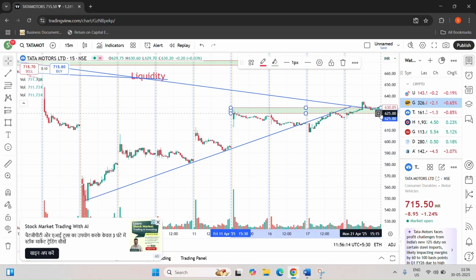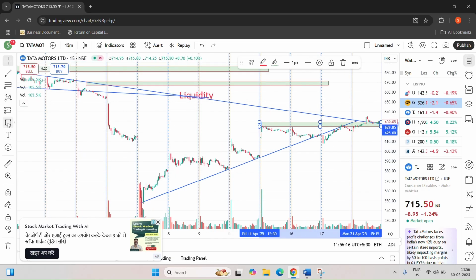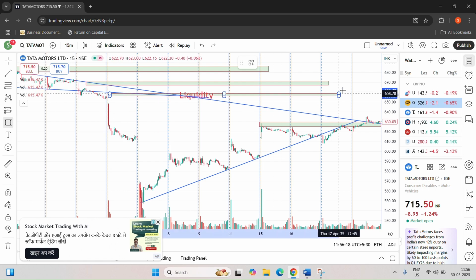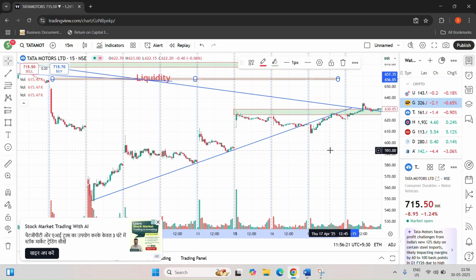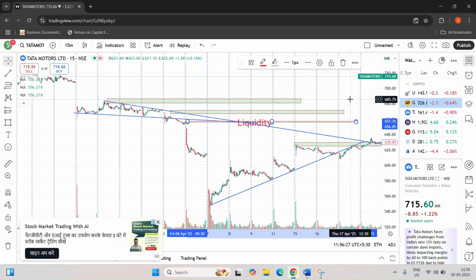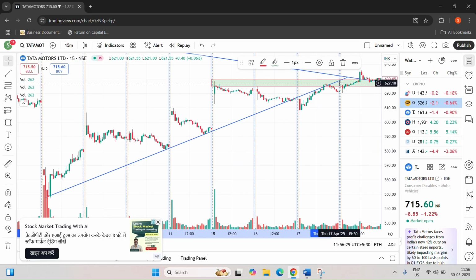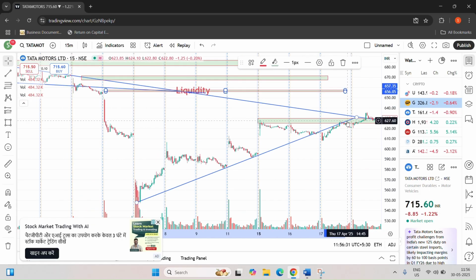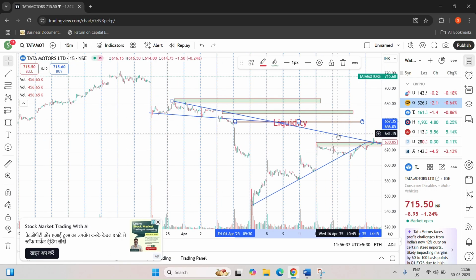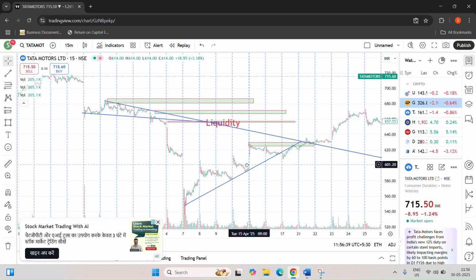Here, here, and here. If a breakout happens, then your targets can be here, here, and here. The more the volume of sellers here, the more stop losses will be available on the upper side.